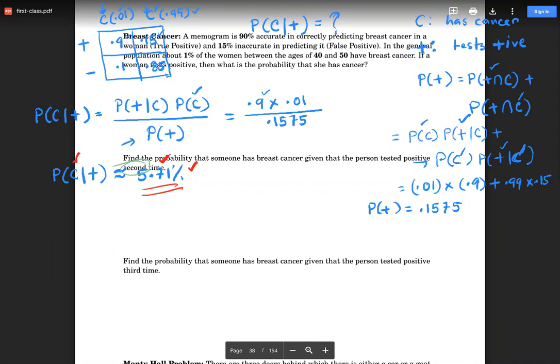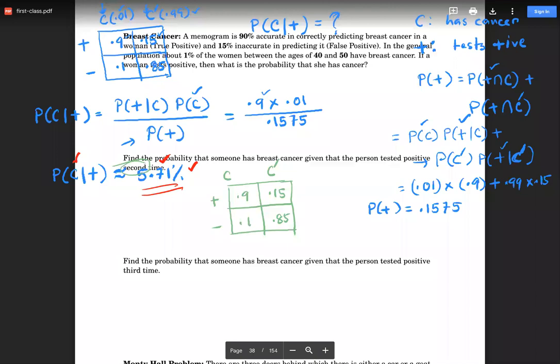Now I'm going to create the table again, and the only difference is going to be this. Again, you test positive, you test negative. You have cancer or you do not have cancer, C prime. These numbers do not change. Testing positive and testing negative, they still stay the same. What changes is this, when you test positive for the second time.